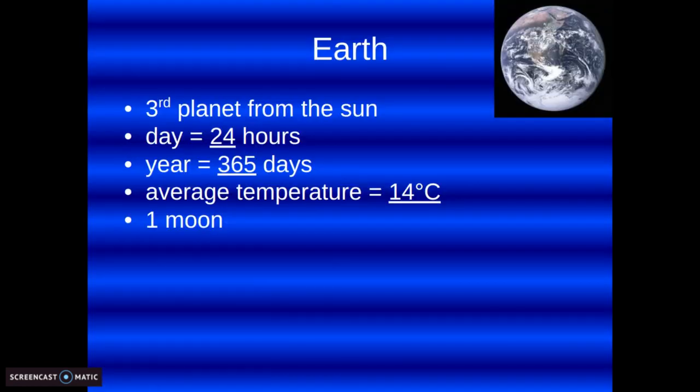Earth, we're not going to talk a whole lot about Earth because we'll get there eventually. Earth is the third planet from the sun. We know 1 day is 24 hours, 1 year is 365 days. The average temperature is about 58 degrees Fahrenheit, and we have one moon that is named Luna.